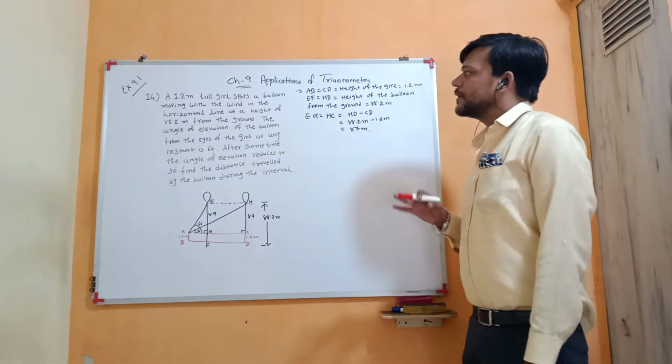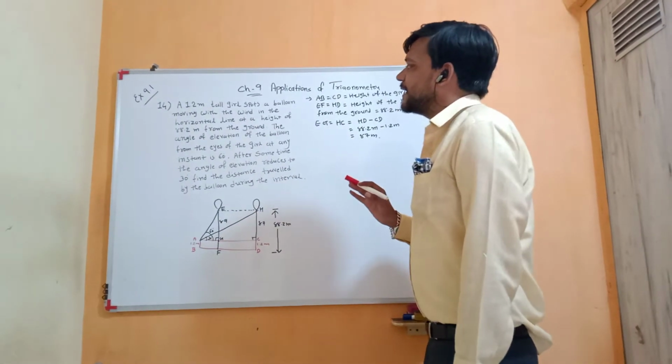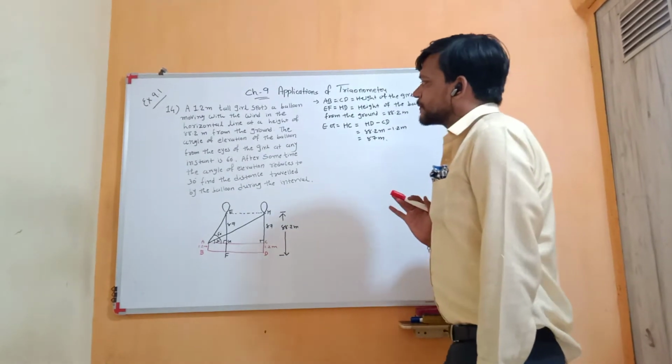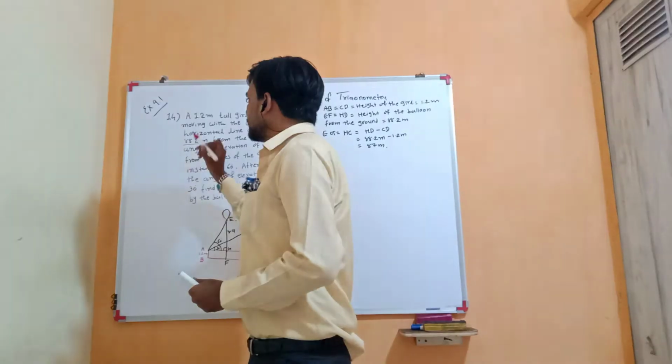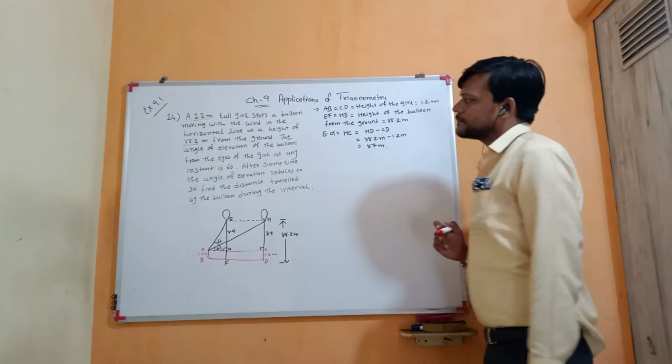a balloon moving with the horizontal line at a height of 88.2 meters from the ground. The height of the balloon from the ground is given as 88.2 meters, and the height of the girl is given, it is 1.2 meter.